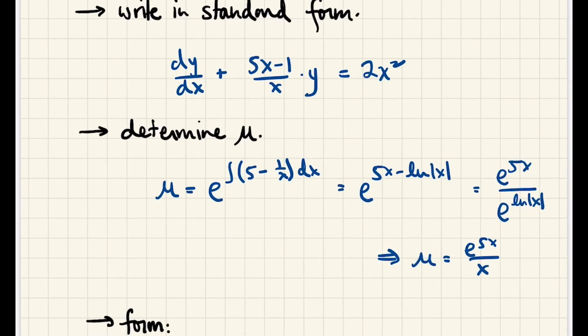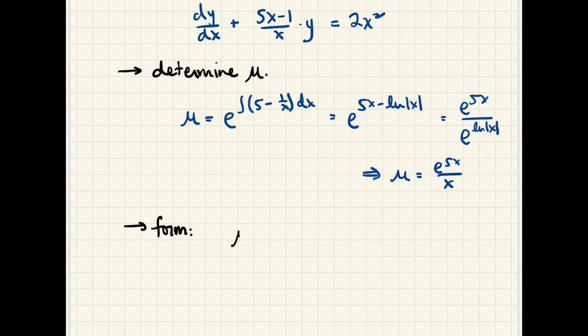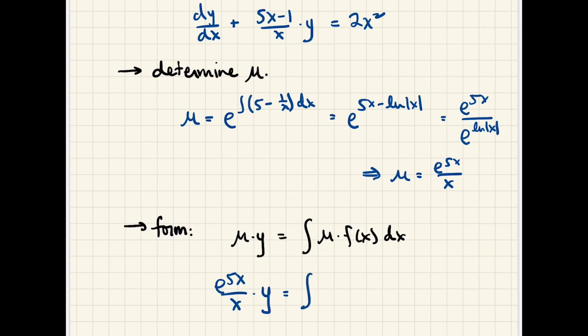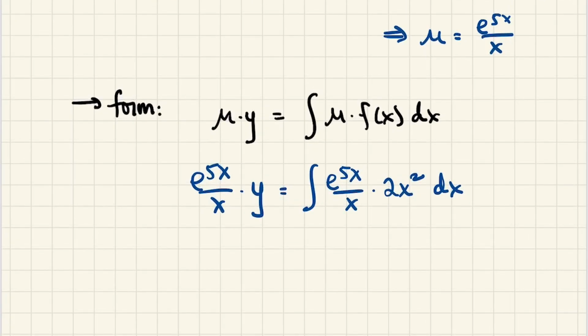Great. So now we can jump to the form here, which is mu times y is equal to the integral of mu times f of x dx. So that would be e to the 5x over x times y is equal to the antiderivative of e to the 5x over x times f of x, which was 2x squared, and dx. So we just need to work out this integral. All right, well, let's lift it out of the problem. We have 2x e to the 5x dx. So we are evaluating this as side work.